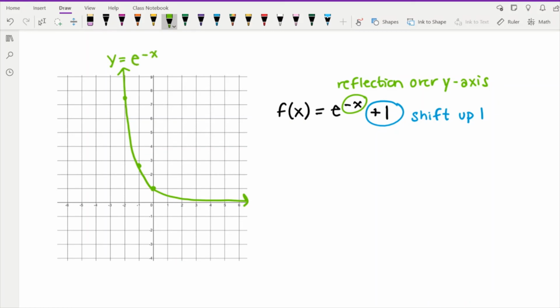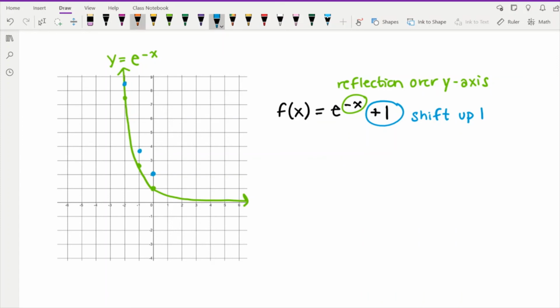Okay, next thing we want to do is shift this graph up by 1. And that means that every y-coordinate needs to get 1 added to it. So we have this point moving up here, the y-intercept, and then the point that used to be at e will now be at e plus 1. So that will be about 3.72. And then the point that used to be at e squared will be at e squared plus 1. So that's about 8.4 instead of 7.4.